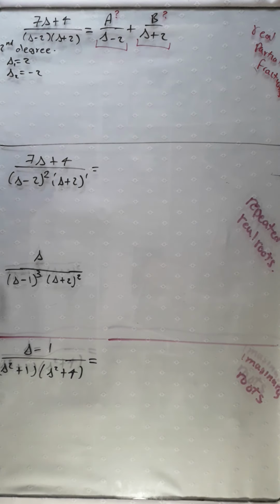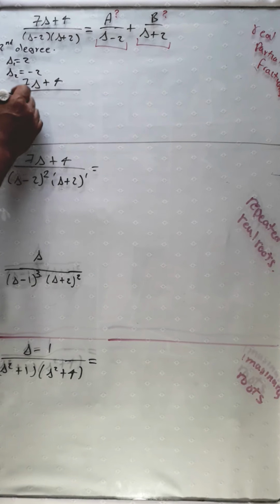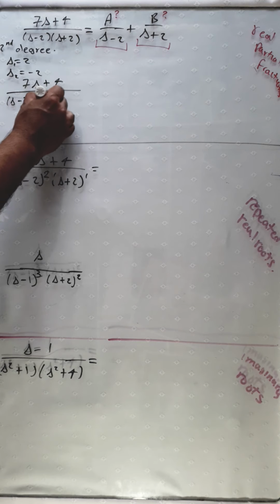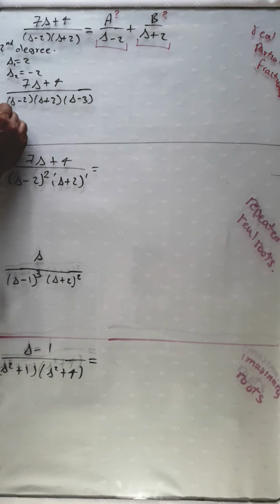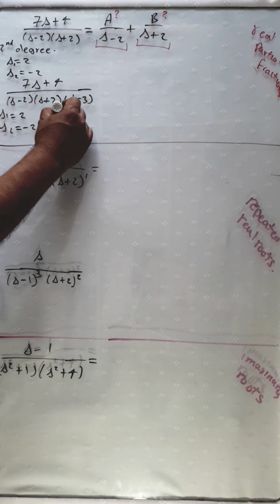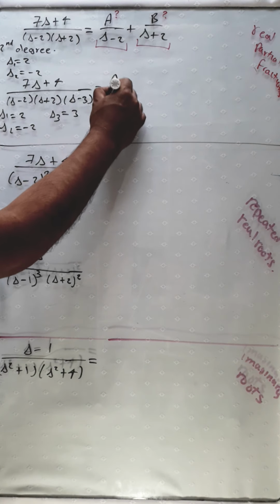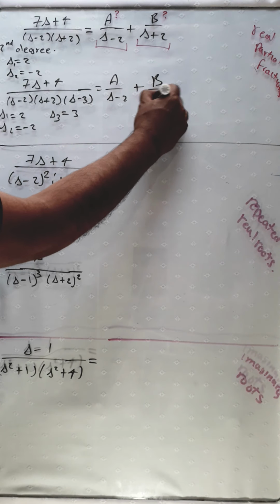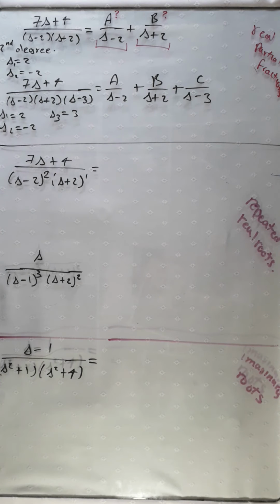Now another example. What happens if you have something like this: 7s plus 4 divided by s minus 2, s plus 2, and let's add another, s minus 3, for example. So you will have s1 equal to 2, the first root, s2, the second root, is minus 2, just like the previous, but you will have a third root, which is 3. Because they are real roots, the partial fractions will be something like this: a over s minus 2 plus b over s plus 2 plus c over s minus 3. And that is the partial fractions, a, b, and c.